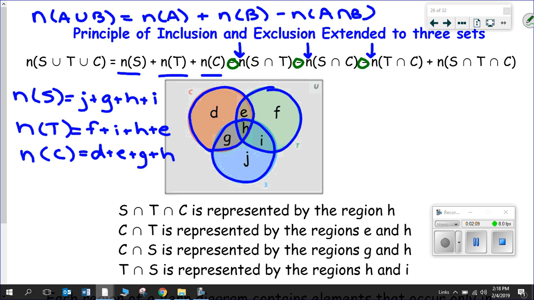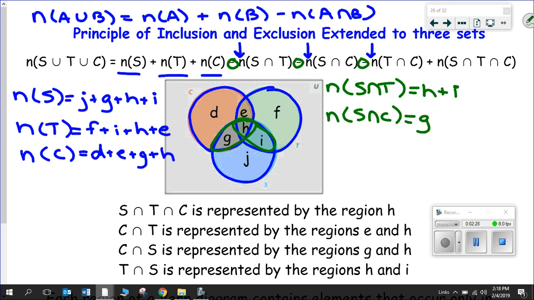So the first subtraction is the intersection of S and T. So S and T is this part right here, and we did count those twice, the H and the I. The next intersection is the number that were in S and in C. So S and C was this part right here. So the G and the H, I did count twice. Similarly, for the number that are in T and C, this part right here, the E and the H got counted twice.